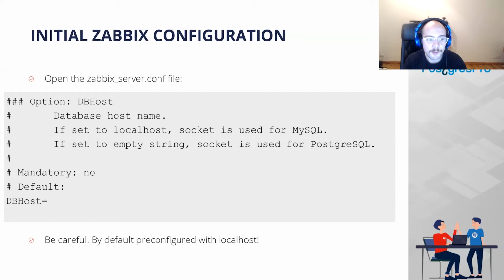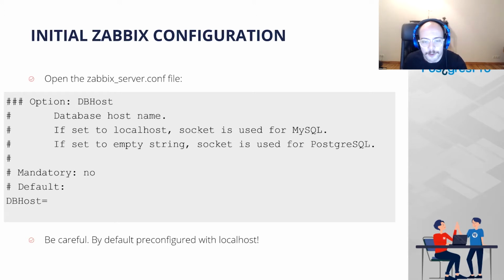First off, we have DB host, which is the first pitfall. I remember the first time I installed Zabbix with Postgres, I was stuck here for a good 30 minutes. Because by default, you will have, I think, no value over here, or localhost. Yes, it will use localhost by default. Read this line here: if set to localhost, it will use the socket.